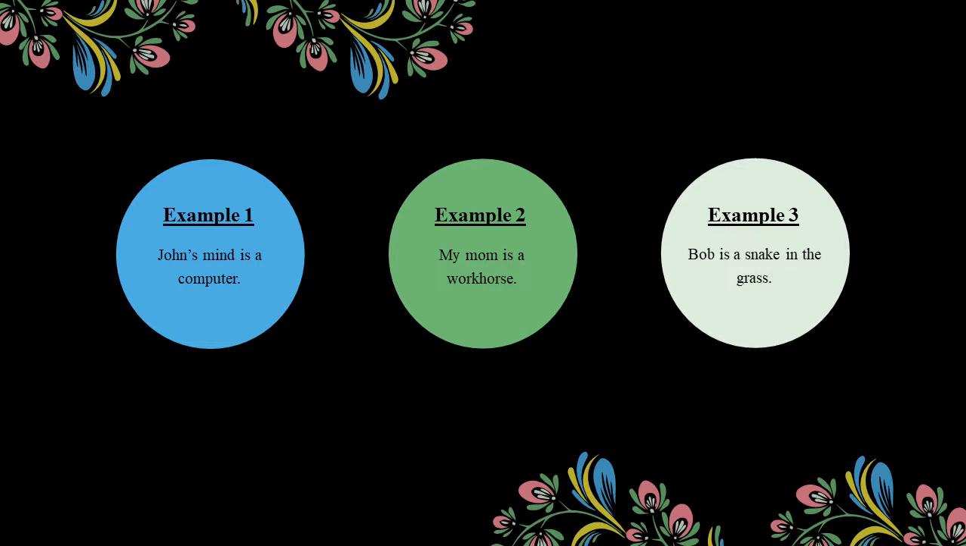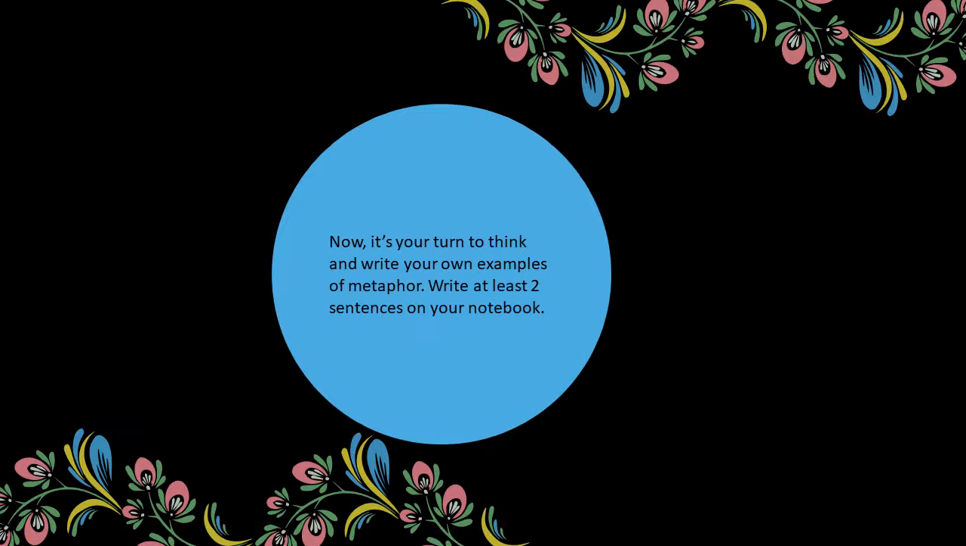Next, Bob is the snake in the grass. So who is the snake in the grass? It is Bob. Meaning to say you directly compare Bob as the snake in the grass. So in all of these examples, there is no use of your words like or as because it is a direct comparison of your subject to another subject.